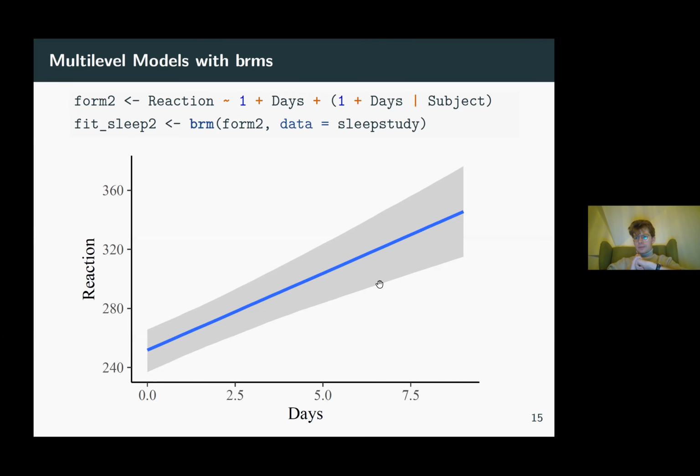Yes. And another question came up. Is the data object given to BRMS structured similar to the list given to RStan? No, it's a data frame. So it's a data frame where your columns are your variables, for instance, reaction and days here and subject, and the rows are your observations. So BRMS expects data frames or will transform everything you pass there to this kind of data frame structure.